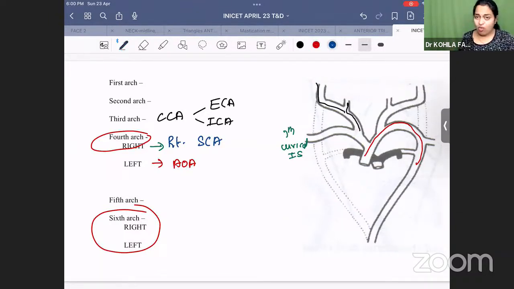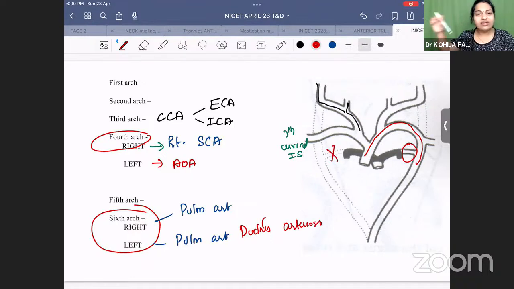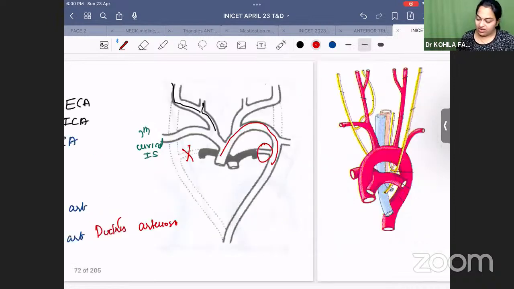Now coming to the next important one, sixth arch artery. Very, very important. The sixth arch artery is going to give rise to the pulmonary artery, both on the right and the left. But what is the difference here? So this part, what is it called? It's called the ductus arteriosus, which is not present on the right side, isn't it? In the left side, it will later form the ligamentum arteriosum. They have asked in previous year questions, you should know the derivatives.